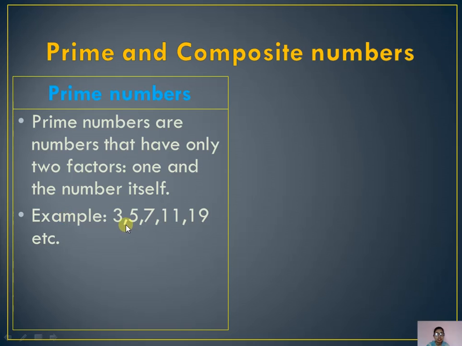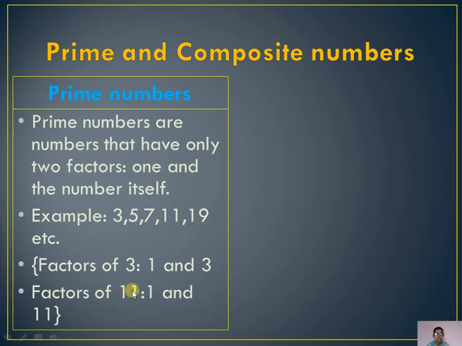For example, 3, 5, 7, 11, 19, etc. They are called prime numbers because they all have only two factors, 1 and the number itself. For example, factors of 3 are 1 and 3. So, it has only two factors, 1 and the number itself. And factors of 11 are 1 and 11. So they are called prime numbers.